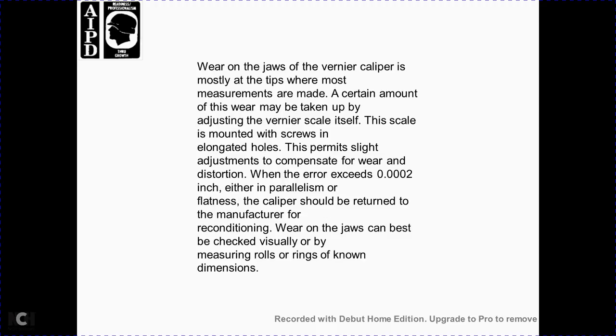Wear on the jaws of vernier calipers must be seen at the tips, where most measurements are made, and a certain amount of the wear can be taken up by adjusting the vernier scale. The scale is mounted on a screw with an elongated hole, so the measurement can be slightly adjusted to compensate for the wear or distortion. The error should not exceed 10,000ths of an inch.